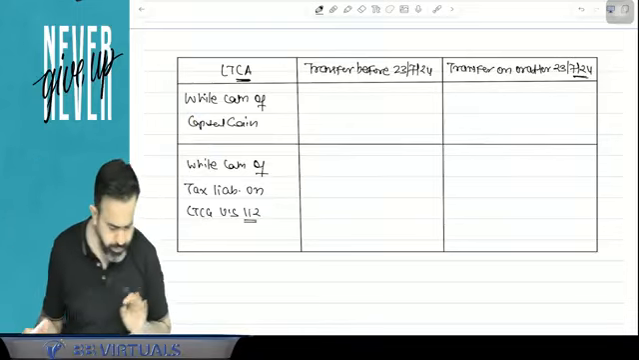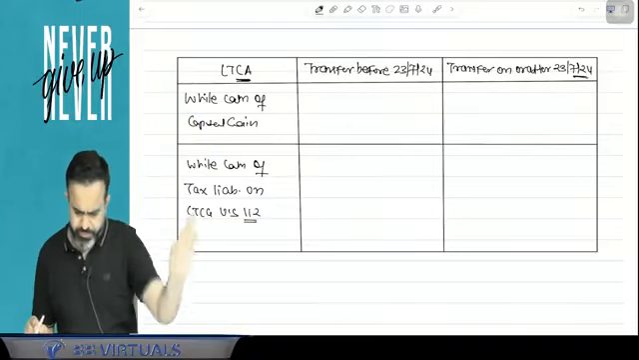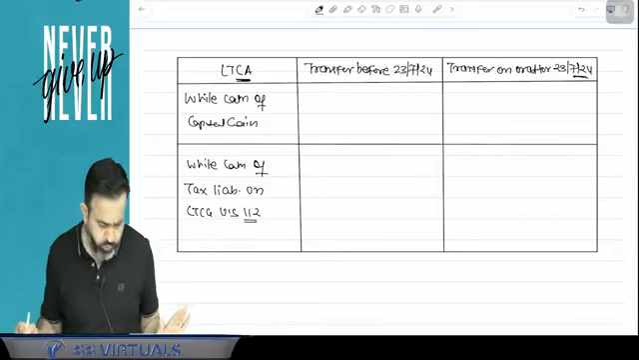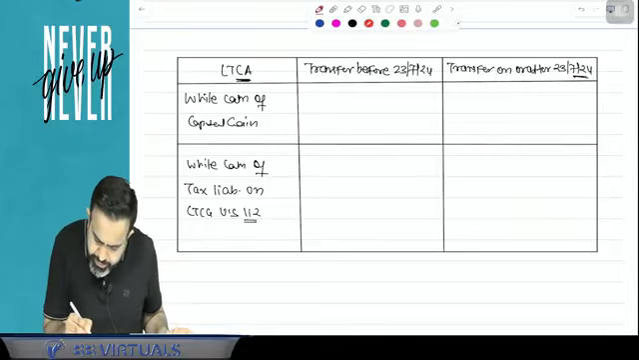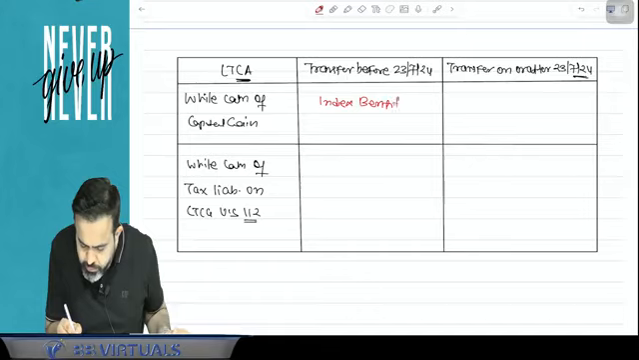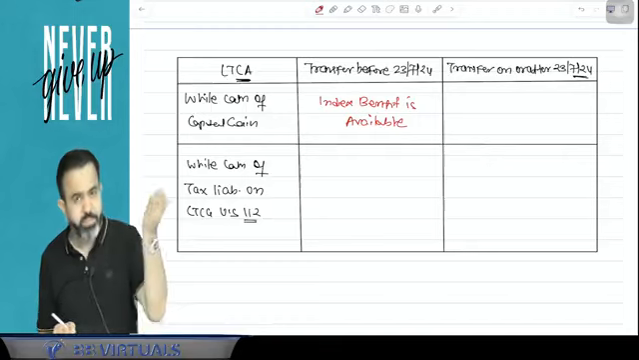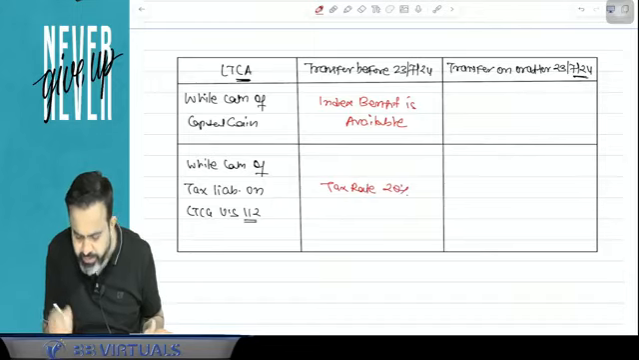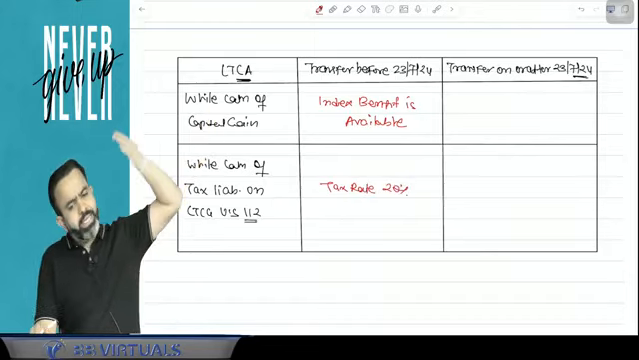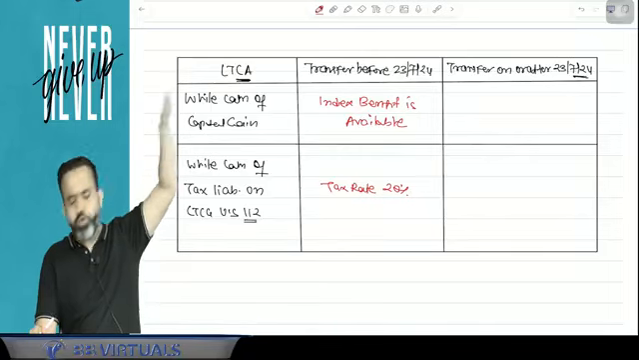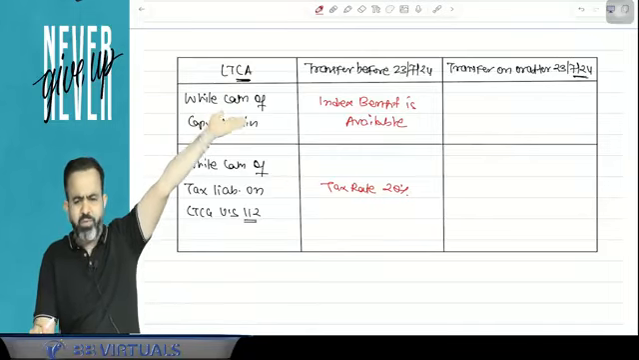Focus here. Guys, suppose if the asset is transferred before 23rd of July 2024, then obviously, index benefit is available. And what is the tax rate? Tax rate is very simple. 20% is the tax rate. If any long-term capital asset is transferred before 23rd of July 2024, then index benefit is available.